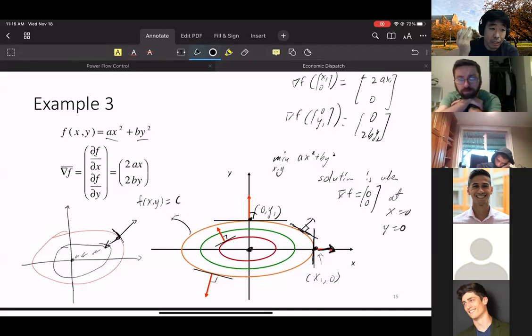So the idea that the minimum of the function occurs when the gradient is zero means that geometrically, there's no direction to go. I cannot move along the gradient anymore. As long as the gradient is non-zero, there's always a direction I can move along to reduce the cost. But if the gradient is zero, there's no direction to go, and I stop. So this is a geometric interpretation for unconstrained optimization.